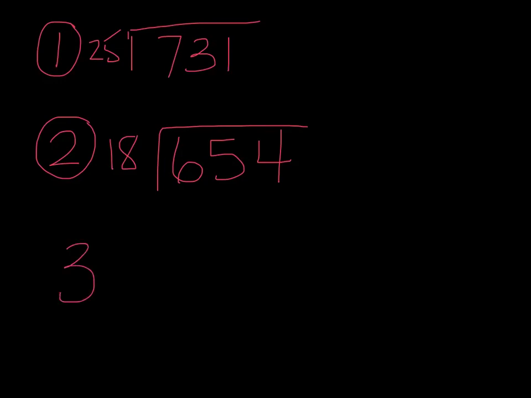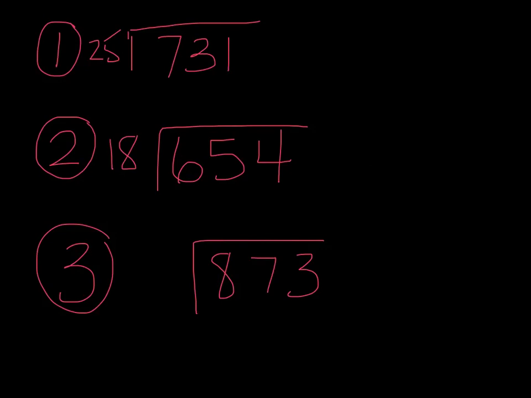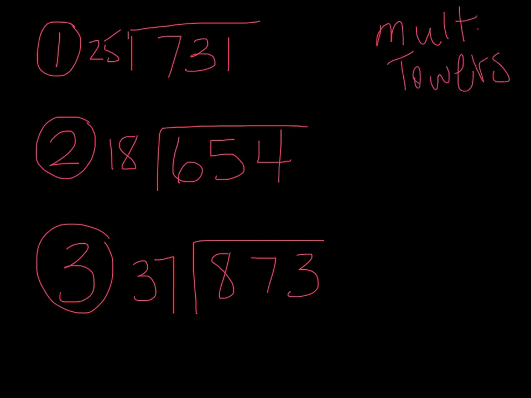And the last one for you to do for me tonight is 873, and we'll divide that by 37. Okay, do those for me. Bring them to school along with your other notes, guys. And remember, before you start dividing, you are going to make those multiple towers. Multiple towers for each one. So you may need a whole piece of paper for each problem, and that's okay.